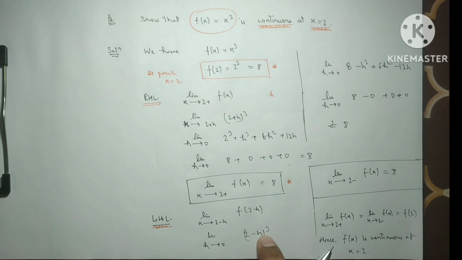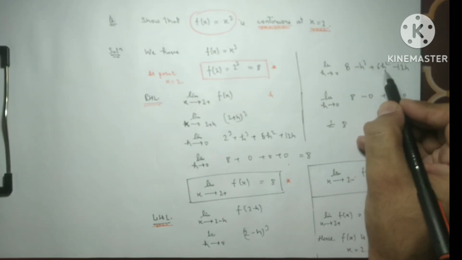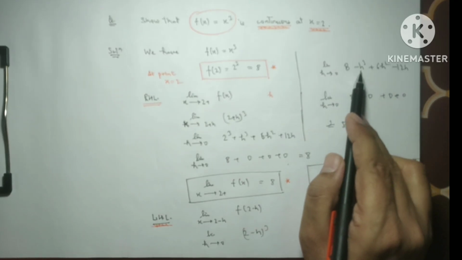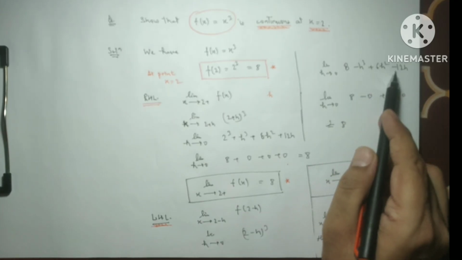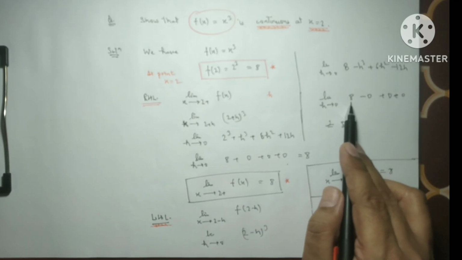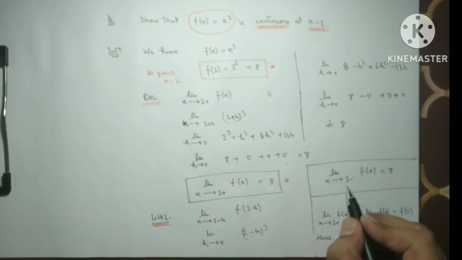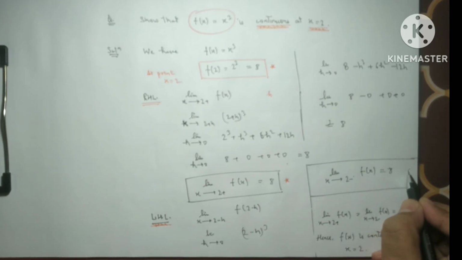When we expand this formula, we get 2 cube minus h cube, and when we place h tends to 0, in this expression wherever h exists, it all becomes 0, so the answer is 8. So that's the value on the left hand side point, that is also 8.